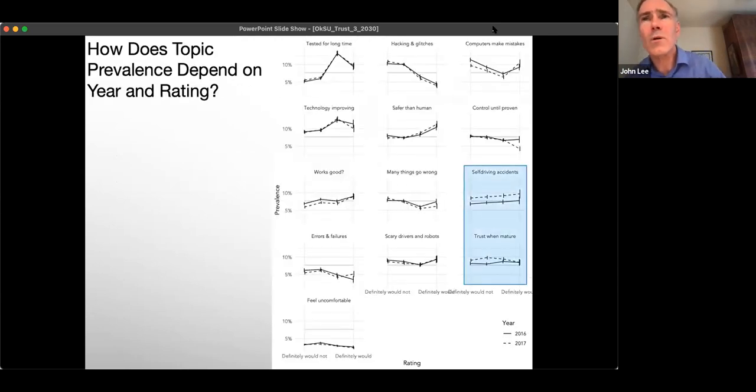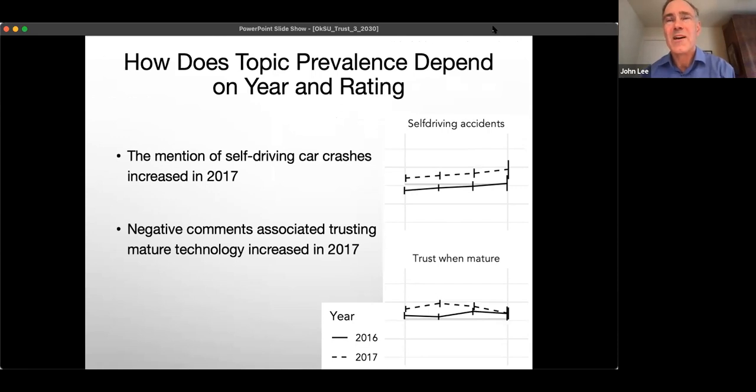So I'll zoom in on just two more of these here. Self-driving accidents and trust when mature. So here we see 2017 with across the board more comments related to self-driving car accidents. Not surprising, the Tesla crash in Florida got a lot of publicity. Then similarly, you see trust when mature. On the left, more higher prevalence of this topic for those saying definitely would not or would not trust being higher in 2017. So the topic modeling not only tells you why people like or would generally prefer self-driving vehicle or not, why they'd trust it, why they would not. It also tells you how that changes over time and gives you a sense of what are the factors leading to that change over time.